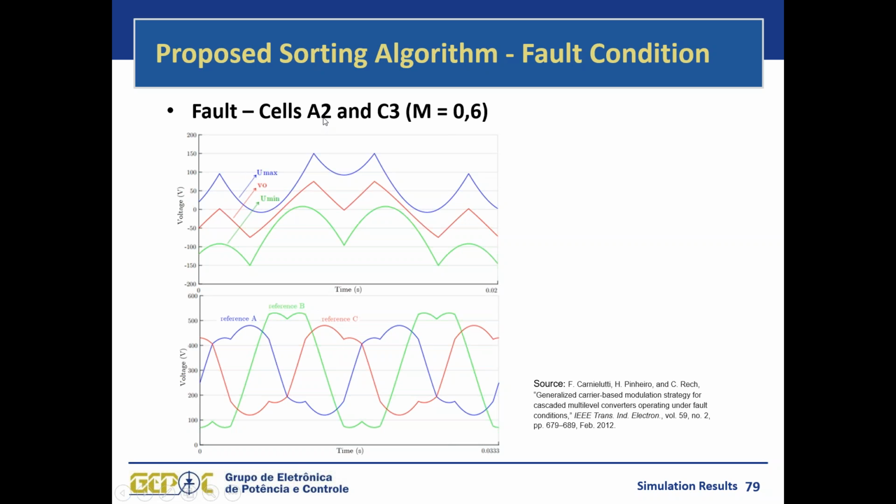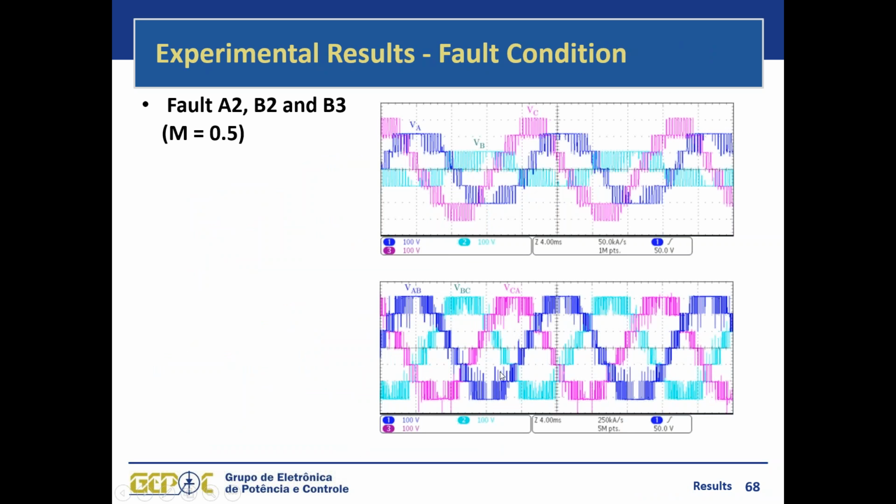For phase A, we have a faulty cell, and we have a faulty cell in phase B. So you can see that the reference voltages for the cells are very different from one another. But when it comes to the output line-to-line voltages, these different or unbalanced phase voltages result in balanced output line-to-line voltages. So yes, the phases are unbalanced, the phases have different amplitudes, but what concerns the load are the output line-to-line voltages, and the output line-to-line voltages are balanced.